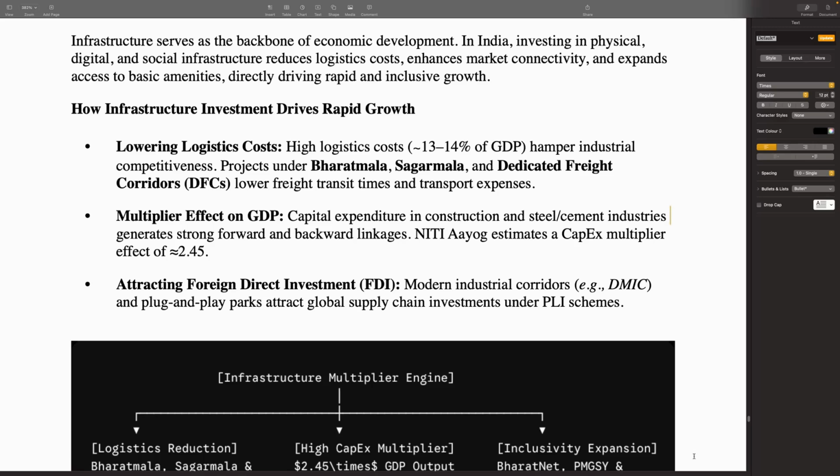Multiplier effect on GDP. Capital expenditure in construction, steel, and cement industries generates strong forward and backward linkages. NITI Aayog estimates a capex multiplier effect of approximately 2.45. Attracting foreign direct investments: modern industrial corridors, DMIC, and plug and play parks attract global supply chain investments under the PLI schemes.